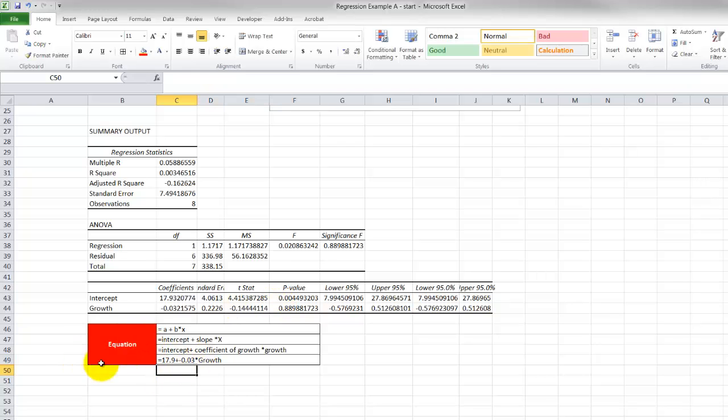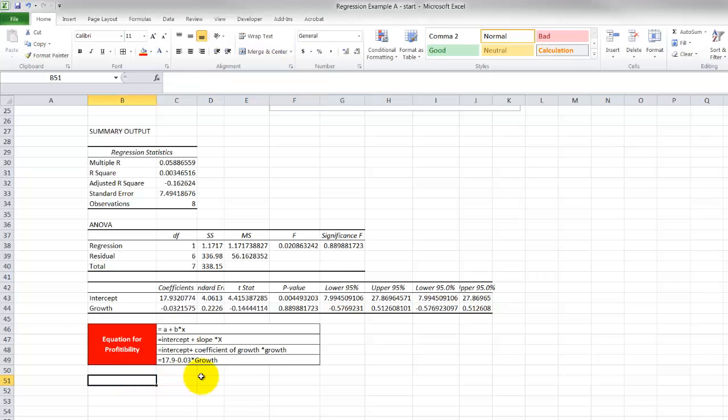Okay, so that's really our equation. The equation for this, of course, is profitability. So profitability, in other words, equals the relationship 17.9 plus, and this is again a negative coefficient, so to make this a little easier to see, we'll just put a minus sign. So 17.9 minus 0.03 times growth. That's the relationship we defined. So now we actually have to determine whether we can statistically use this equation the way it's presented.